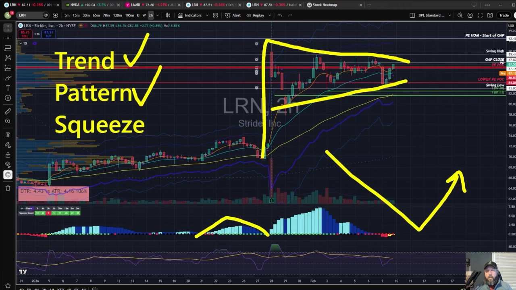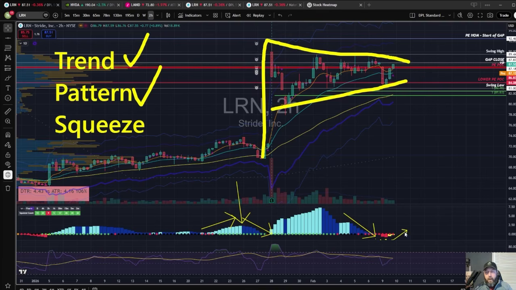And this is a momentum shift right here. If we look at it, see the momentum is going up and then it shifts to down. That's a bearish momentum shift. See how right here it's going down and then it shifts right there and it starts going up. That's a bullish momentum shift.